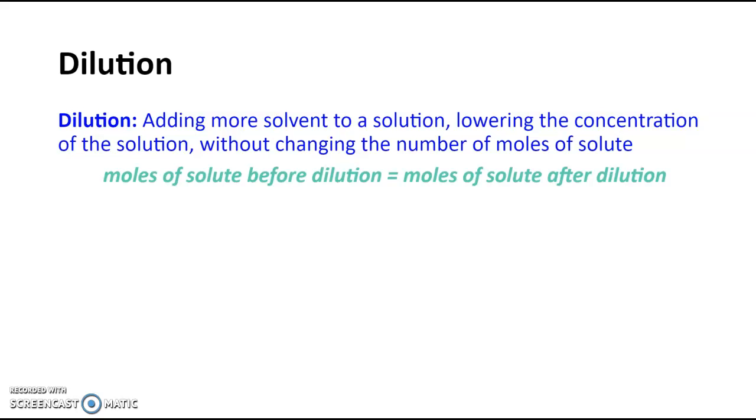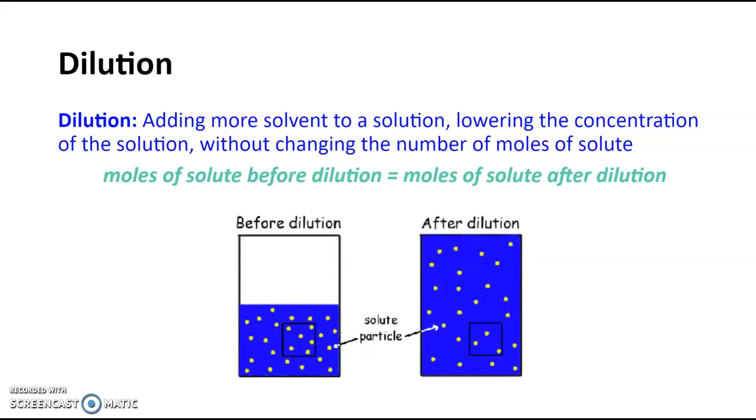And so this is the most important idea behind dilution: the moles of solute stay the same. If there's 5 moles before dilution, there's 5 moles after dilution. And that's where this whole calculation comes from. So before dilution, you might have 6 particles in a square inch, but after dilution, you might only have 3. Okay, so you can see here that the volume doubled, and so the concentration got cut in half, and that type of relationship is always going to be true.